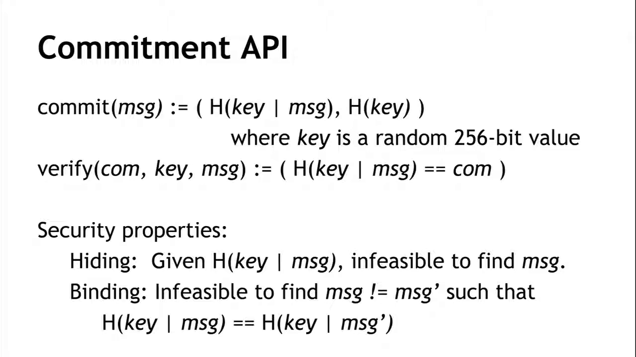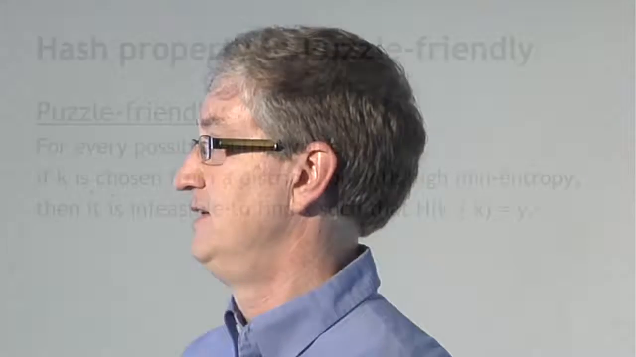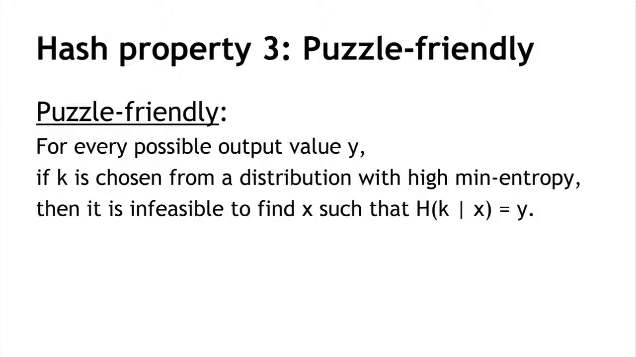Okay, so that's the second security property of hashes, that they're hiding, and the application of that is commitments. The third security property we're going to need is that they're puzzle friendly. And this is, again, a little bit more complicated, but let me just go through it a bit by bit. For any possible output value y that you might want from the hash function, we're going to use y as an output value of the hash later, that if k is chosen from a distribution that has high min entropy, that is, k is chosen randomly from some set that's super spread out, then there's no way to find an x such that the hash of k and x is equal to y.